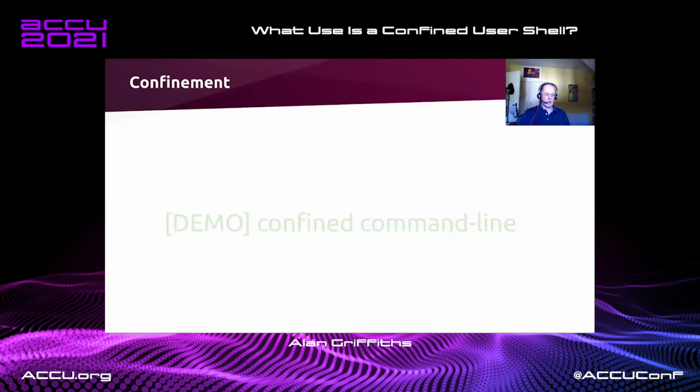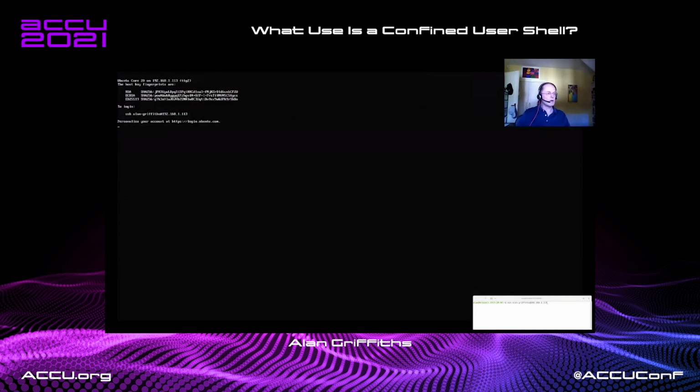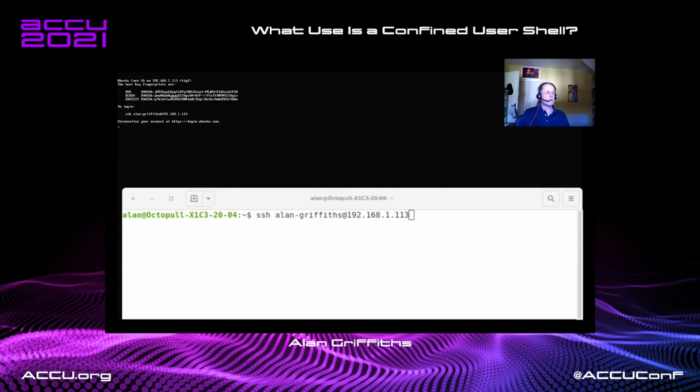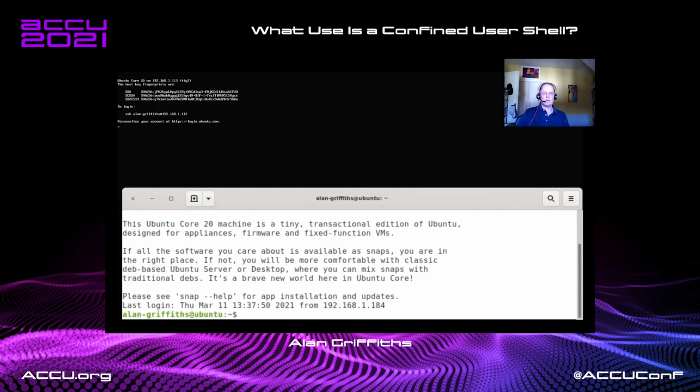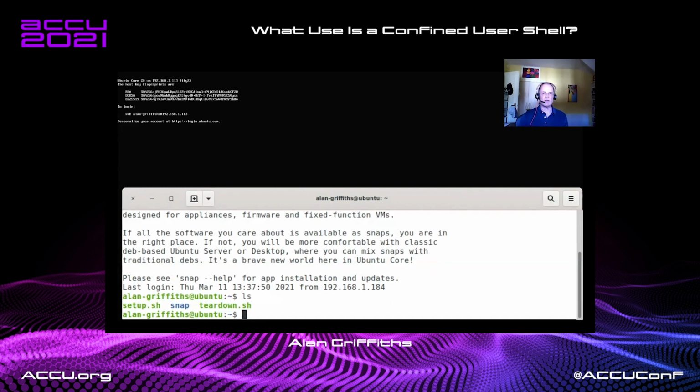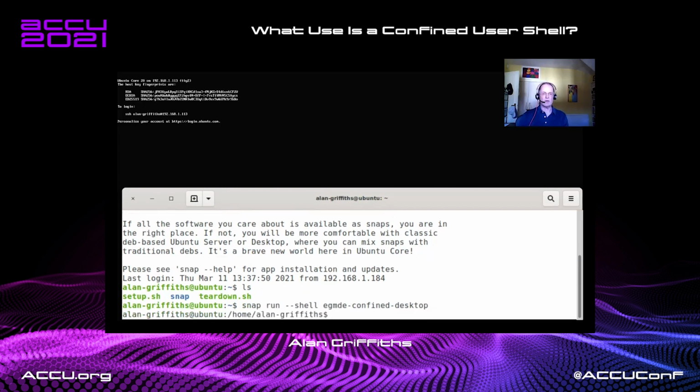So, a small demo. If I just switch to a command line here and bring that up, I'm going to log into a Raspberry Pi here, which has a confined system. So this is a normal shell at the moment. So I can do things like listing the directory. I can list all sorts of stuff, but what I want to do here is show what happens if we run a shell in confinement.